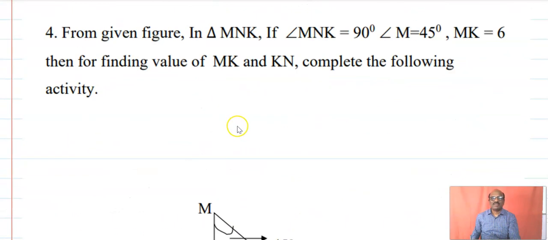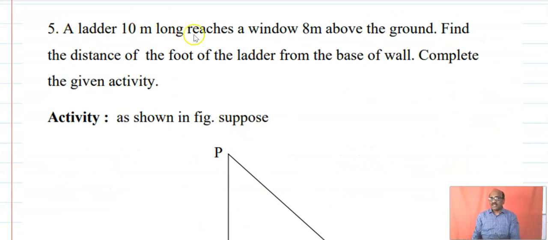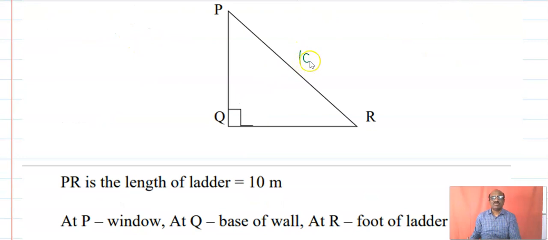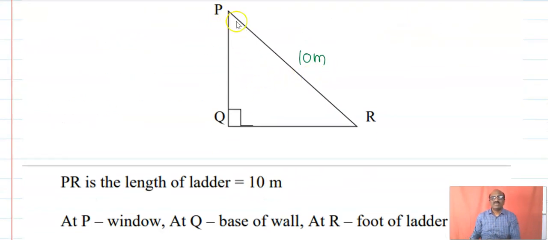Again a very simple activity. I will take the next question. A ladder 10 meter long reaches a window 8 meter above the ground. Find the distance of the foot of the ladder from the base of the wall. Complete the activity. The ladder is 10 meter long, and it reaches a window 8 meter above the ground. So consider the ladder, and here at P will be the window. It reaches here, 8 meter.